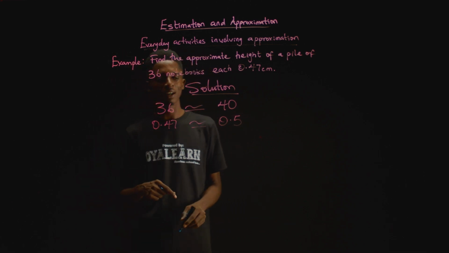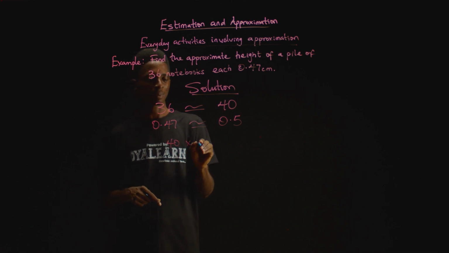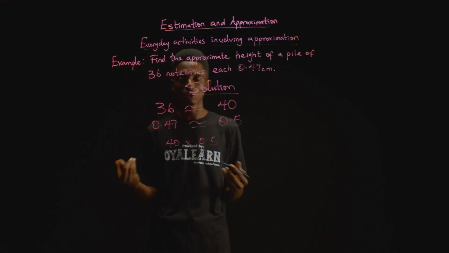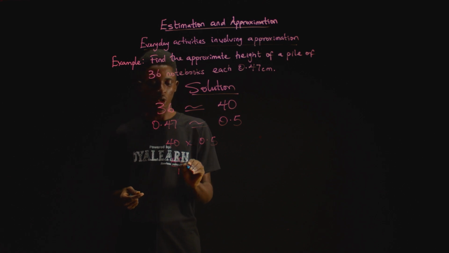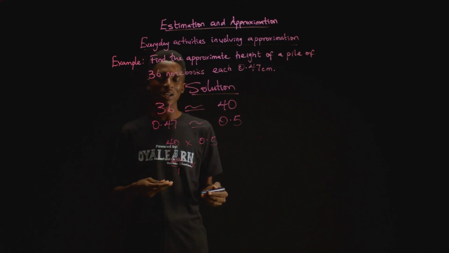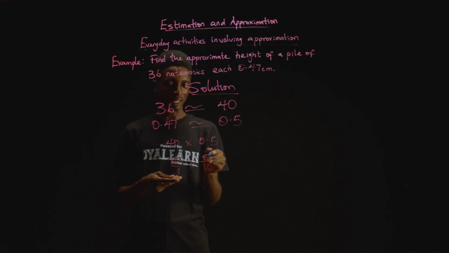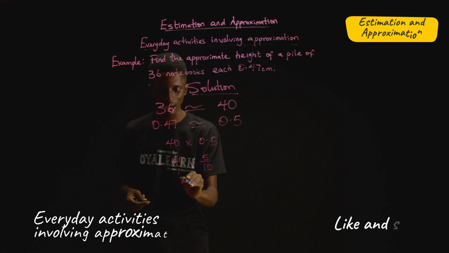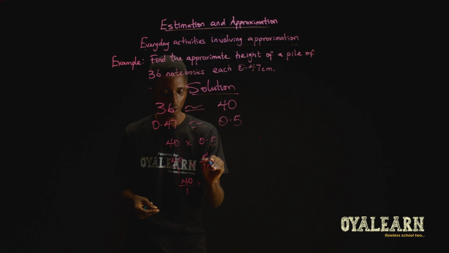Now let's find the value. So we have to multiply 40 multiplied by 0.5. To make this easy, we make them into fractions. So that is, we have 40 over 1 multiplied by 0.5 as a fraction will give us 5 over 10. Now we can of course break this down. So we would have 40 over 1 multiplied by now 5 here 1, 5 here 2.